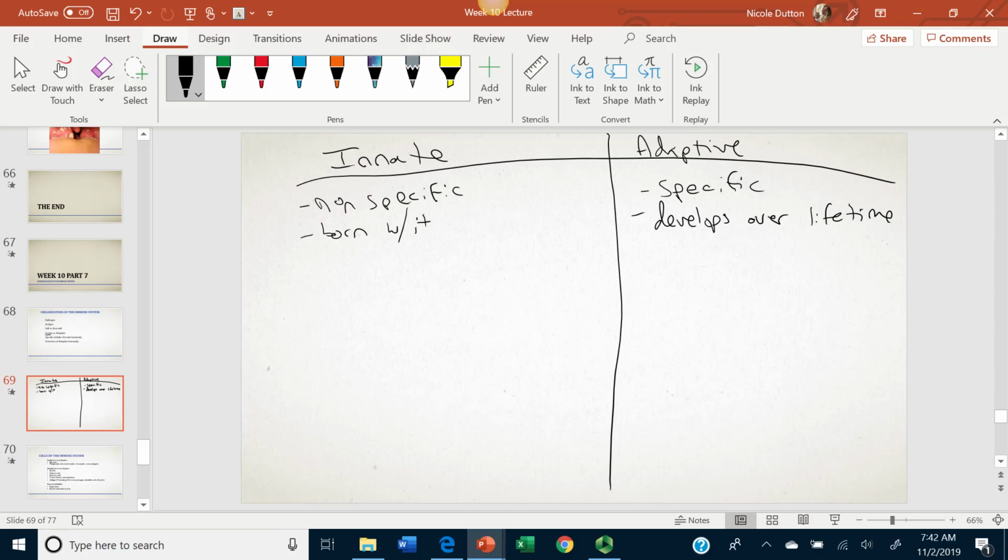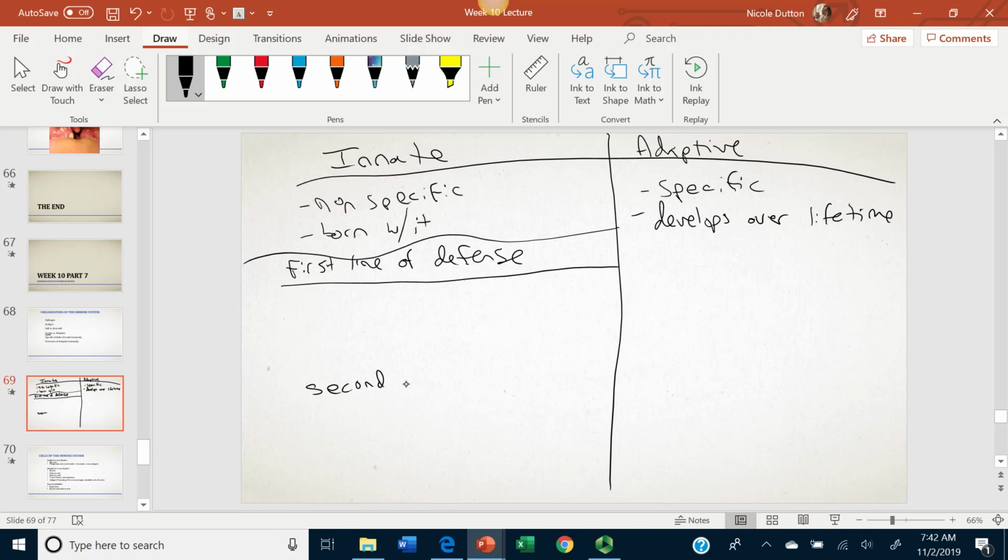And there are several levels to our immune system. We have our first line of defense, our second line of defense, and those lie underneath our innate immune responses. And then for adaptive, we have our third line of defense.